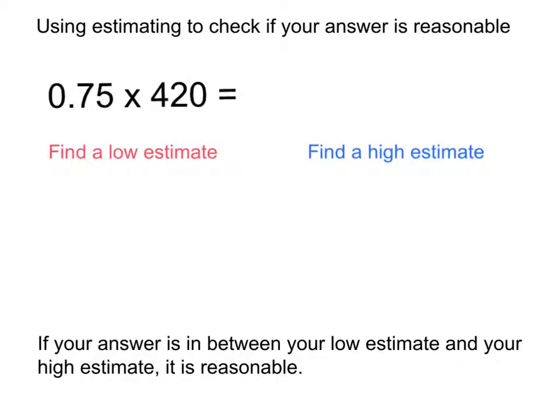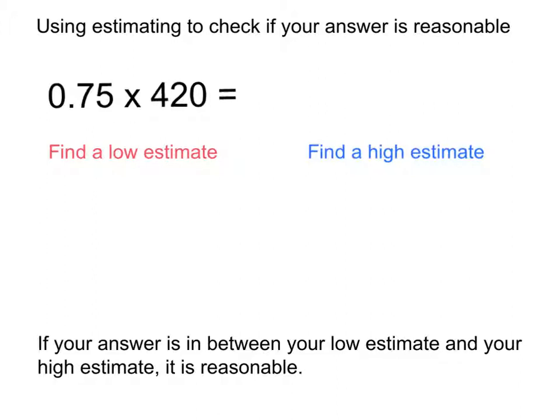Now, we can also use estimating to check if our answer is reasonable. We were talking yesterday about how we don't know how to divide decimals yet, so we can't check our answers. Today I want to tell you that you can use estimating to check if your answer is reasonable. Okay? Now, if this is our problem, 75 hundredths times 420. How can I make sure I get an estimate that will be less than my real answer? What could I do?